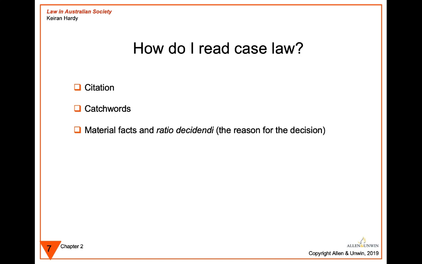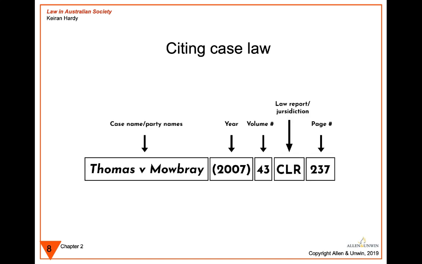The material facts are simply the important facts of the case, so this helps us determine, according to the doctrine of precedent, whether a future case should follow the same reasoning and reach a similar result. The ratio decidendi is the reason for the decision, so this is the judge's reasoning that should be applied in future cases. Here's an example of how to cite case law.